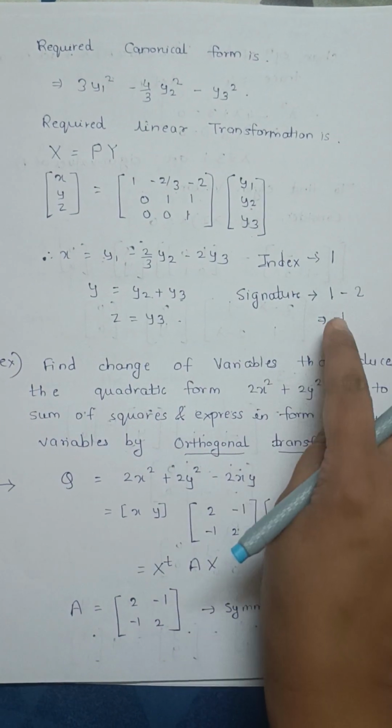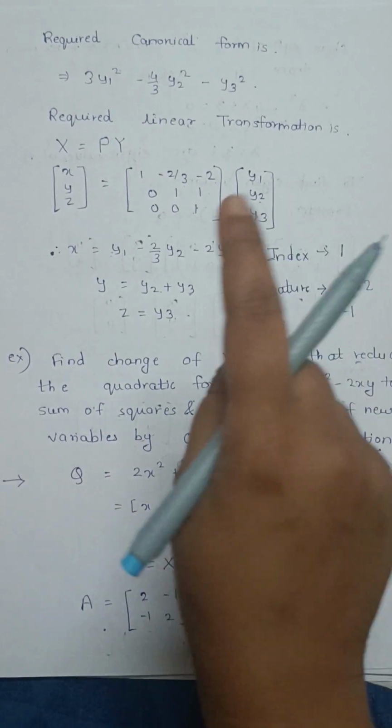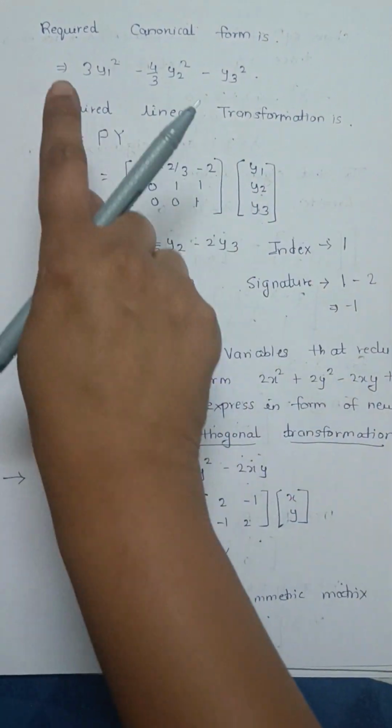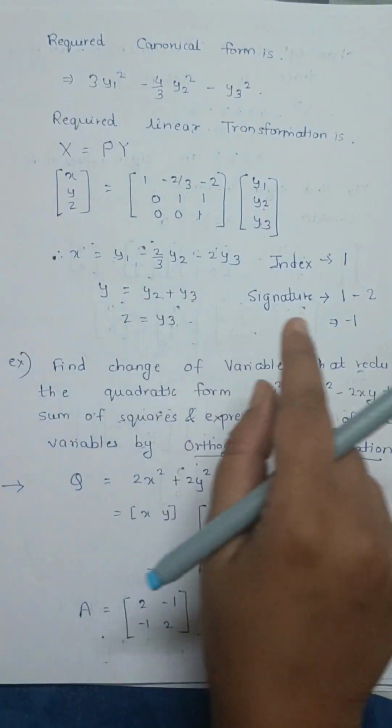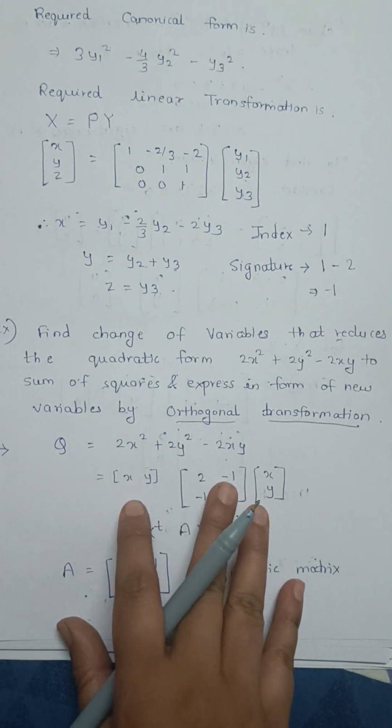Signature is defined as the difference between the number of positive eigenvalues and the number of negative eigenvalues. In this case, number of positive terms minus number of negative terms. Number of positive terms is 1. Number of negative terms is 2. So signature will be minus 1 in this case.